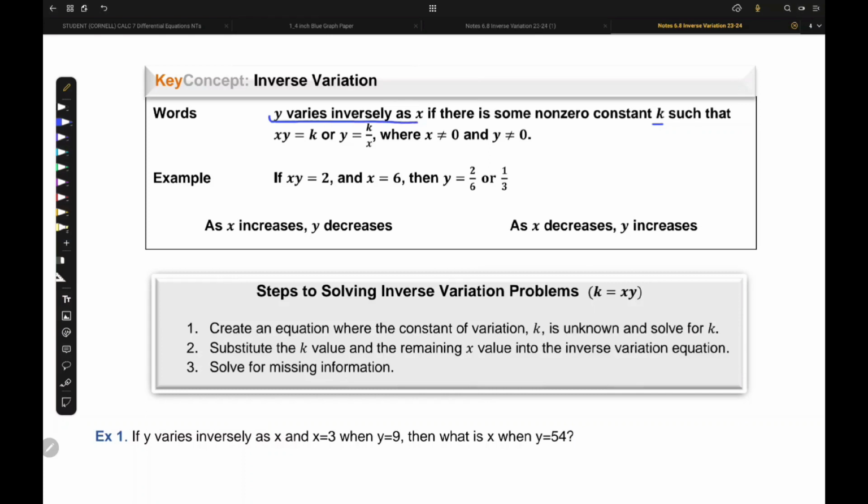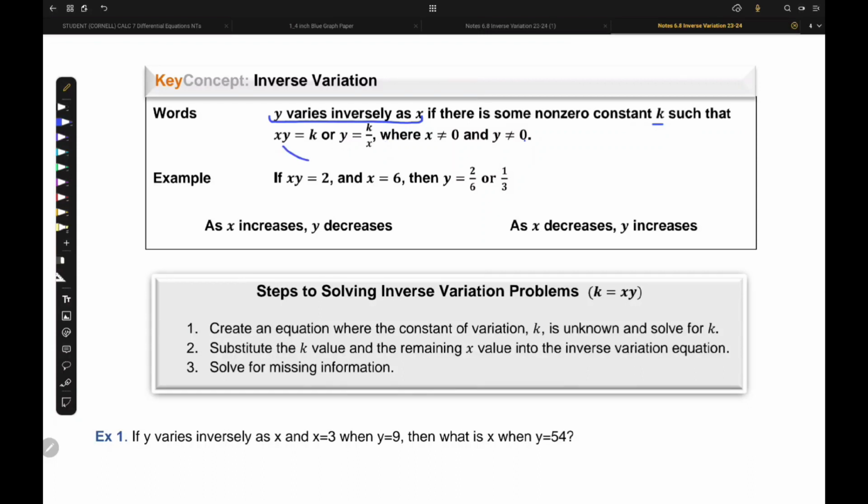If y varies inversely as x, if there is some non-zero constant k such that x times y is equal to k, or y is equal to k over x. And this says where x is not equal to 0 and y is not equal to 0. So that's what we say in words, and this is our meaning. And really, for me personally, this is my preferred way to write this.